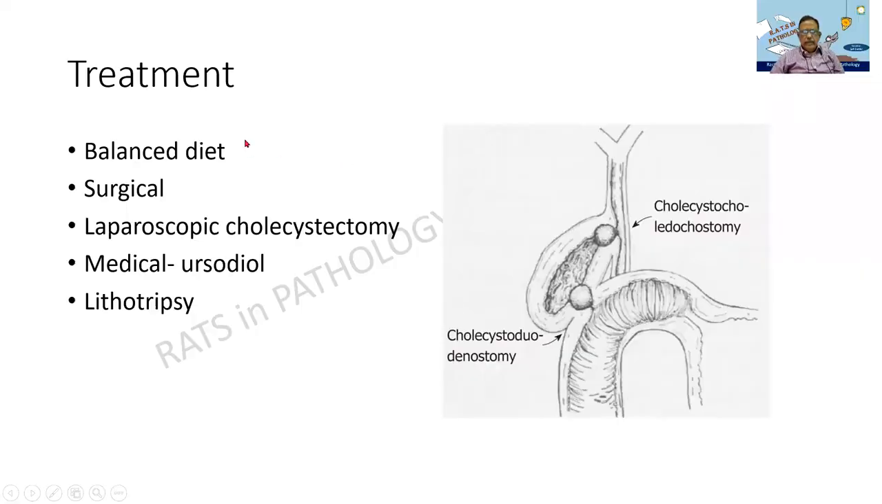Coming to the treatment, one is diet. Adjust your diet in such a way that there is no precipitate of a particular material. Second is surgical, and surgery itself can be divided into lithotripsy, breaking of the stone, or complete removal of the gallbladder, cholecystectomy. There can be other methods of surgery also, kindly go into them. In this, interestingly, a fistula is created so that the stone passes into the intestine. Medical treatment will include drugs such as ursodiol.